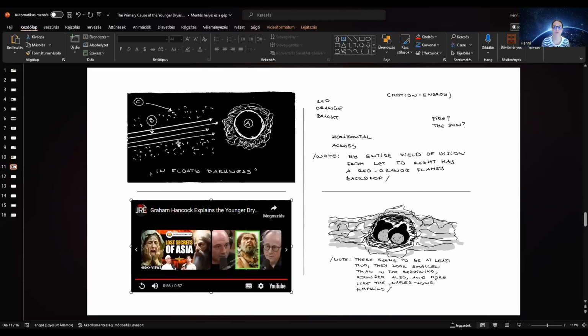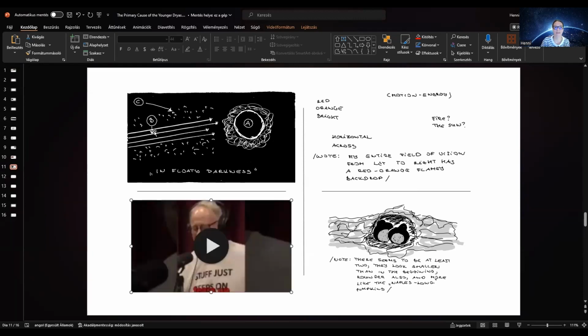Well, he says it was a comet that was disintegrating and it was hitting Earth. And if you look at my sketch, it is showing something similar to that. And also I have data which is showing a huge fiery impact. I am noting down motion energy that is red, orange, bright. It's either fire or the sun, but it's going in a horizontal or across direction. And at that point in my session, all I'm seeing, my entire field of vision from left to right, is this red, orange, flaming backdrop, like everything is on fire.